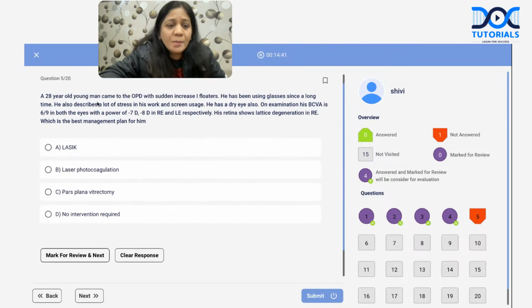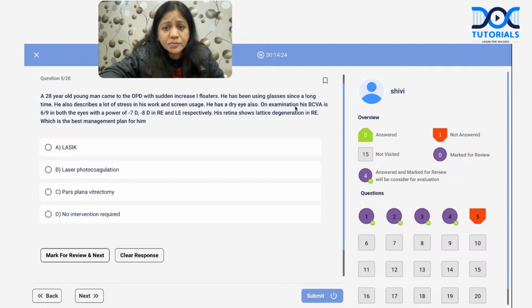Now, a young man comes to OPD with a sudden increase in floaters. Okay, floaters बढ़ गए हैं. Now, he has been using glasses since a long time. शायद myopia है. Okay, there is a myopia. There's an increase in floaters. There is also a lot of stress. Okay, he has a dry eye also.